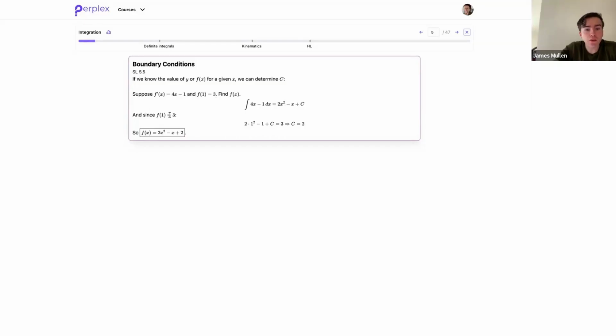But since I know that f of 1 is equal to 3, I plug that in and I get 2 minus 1 plus c is equal to 3. It means that c is equal to 2. And so my function is f of x is equal to 2x squared minus x plus 2.